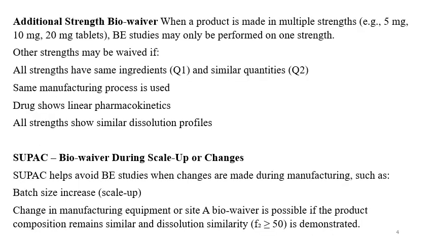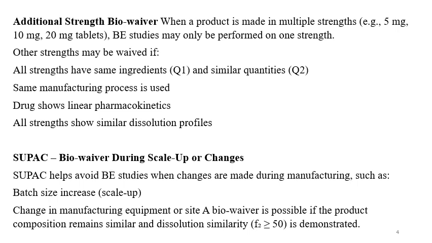Then biowaiver for the additional strengths. So there are multiple strengths for the formulations. For example, I have considered 5 mg, 10 mg, 20 mg tablets or capsules. These studies can be performed only on one strength, whether it is higher strength, middle strength, or lower strength. Other strengths can be waived for the bioequivalence study, and you can get the biowaiver if all the strengths have the same ingredients and similar quantities, that is Q1 and Q2. The manufacturing process is same for all the strengths. Drug shows linear pharmacokinetics and all the strengths show similar dissolution profiles.